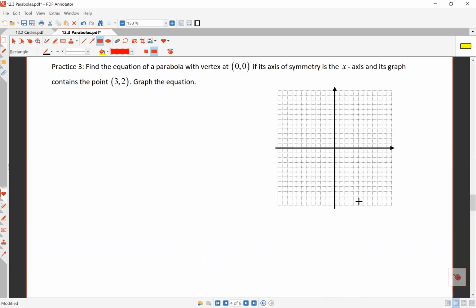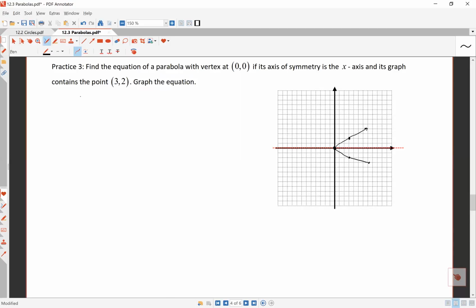Now that you've had a chance to work this out, I'll work this out with you. This time our axis of symmetry is the x-axis. The vertex is at the origin, and the point is 3, 2. The parabola has to open around this point. And so the other point is going to be 3, negative 2. So we see this graph is pretty narrow. We'd expect a small a value.